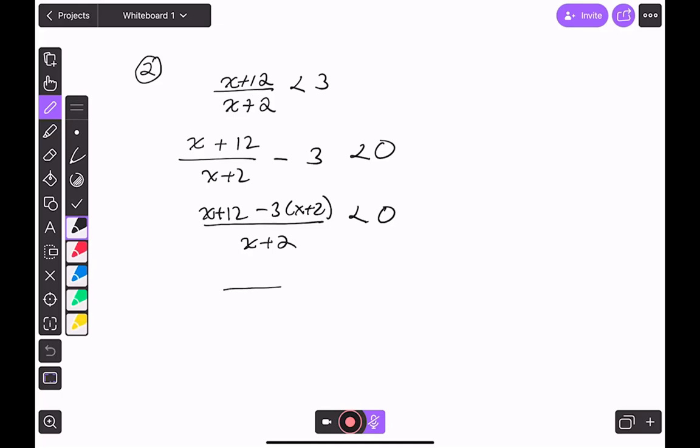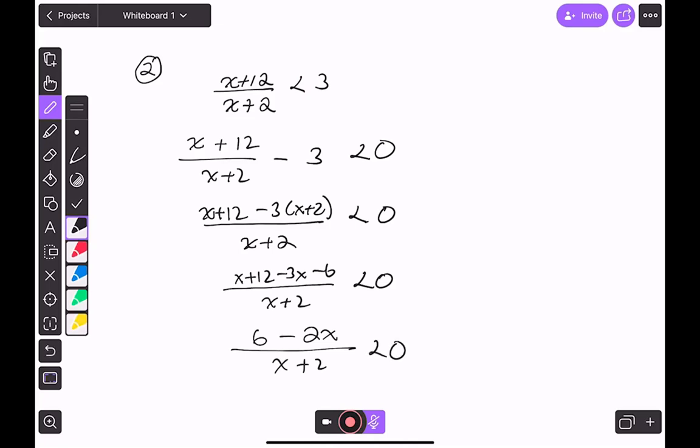All right, let's keep going. Let's see what you get. Let's see, you get x plus 12 minus 3x minus 6. Let's keep going. And I get 6 minus 2x over x plus 2 less than 0.